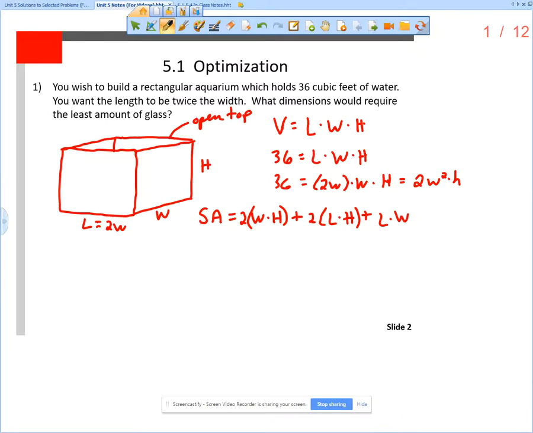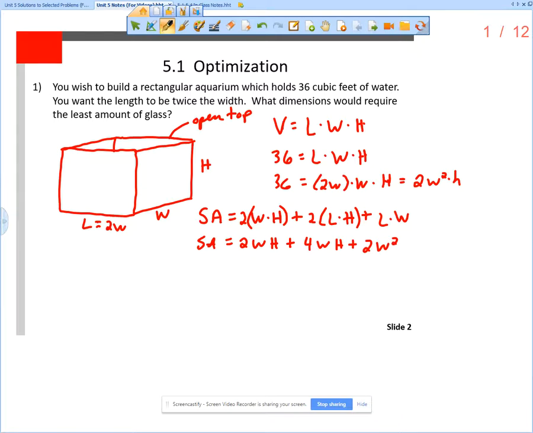Now, of course, we already said that L is 2W, so we could say that surface area is 2WH, plus, now instead of L, we could write 2W. This would be 2 times 2W, which would be 4WH, and then plus, instead of LW, I could say 2W times W, or 2W squared. So now that looks great.